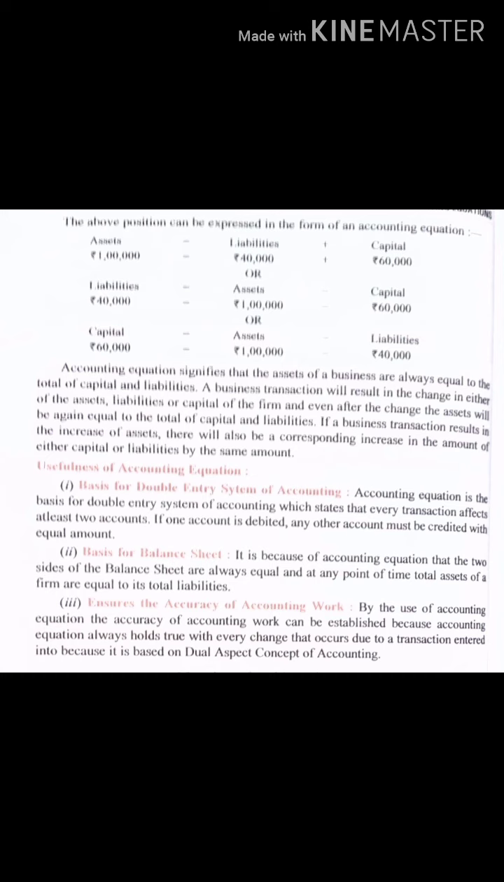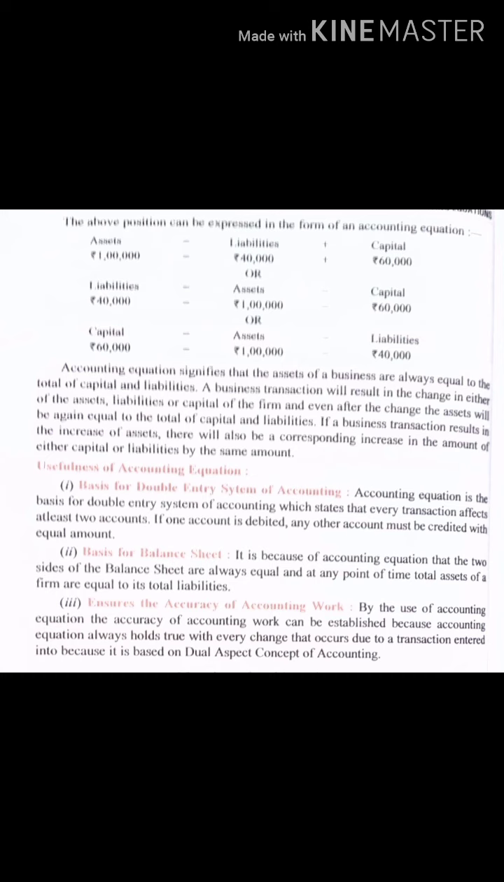So see, if you want to find out assets, what do you need? You need liabilities and capital. And if you need to find out liabilities, what do you need? Assets and capital. But do remember, in the case of assets, you will add liabilities and capital. In the case of liabilities, you will reduce capital from assets. Again, if you want to find out capital, you will take assets and reduce liabilities from that. Am I clear?